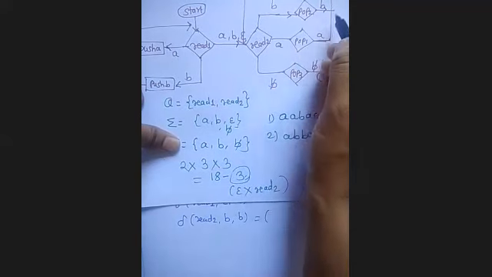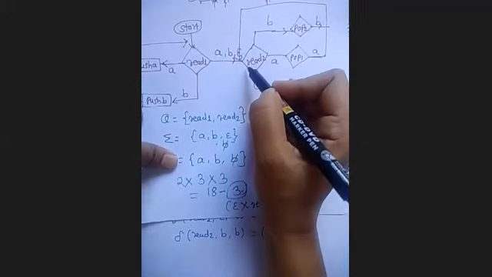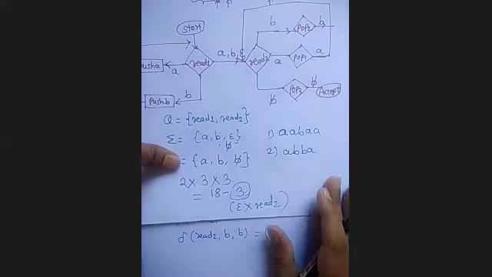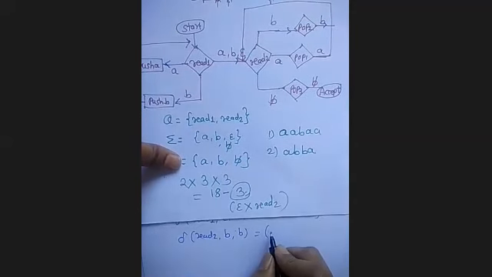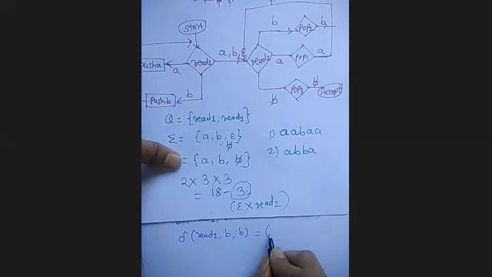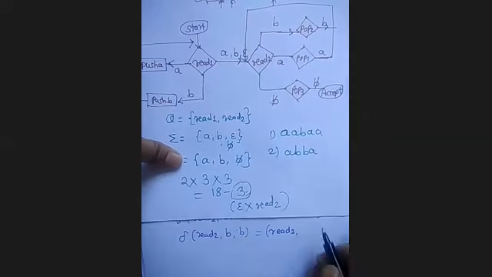B, B. What do you have to do? Pop that B from the stack and remain in the read two state only. So what is the next state and the stack content? Read two, B, B. The next state is read two, and this B is popped from the stack, so it is epsilon.